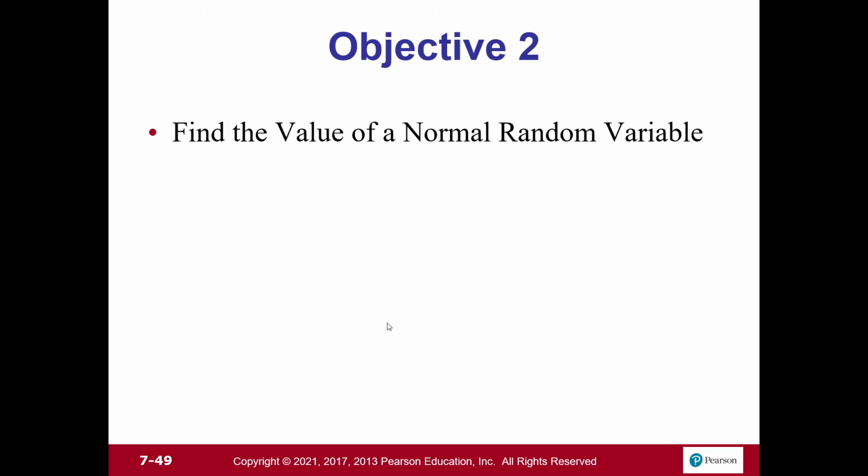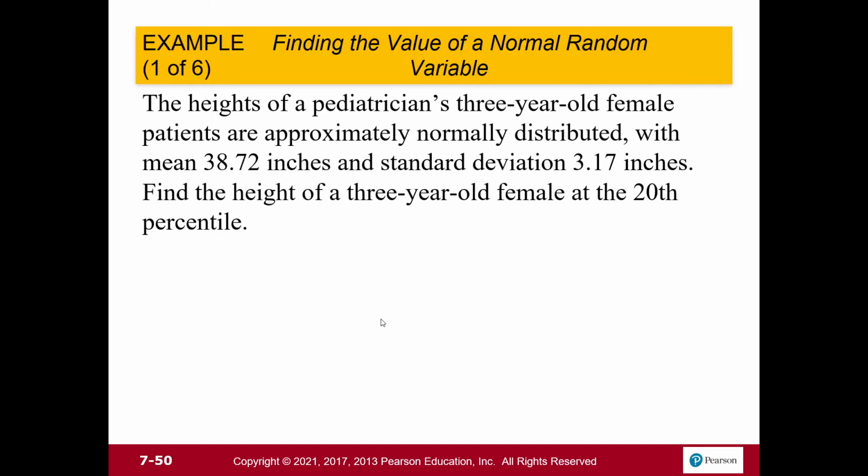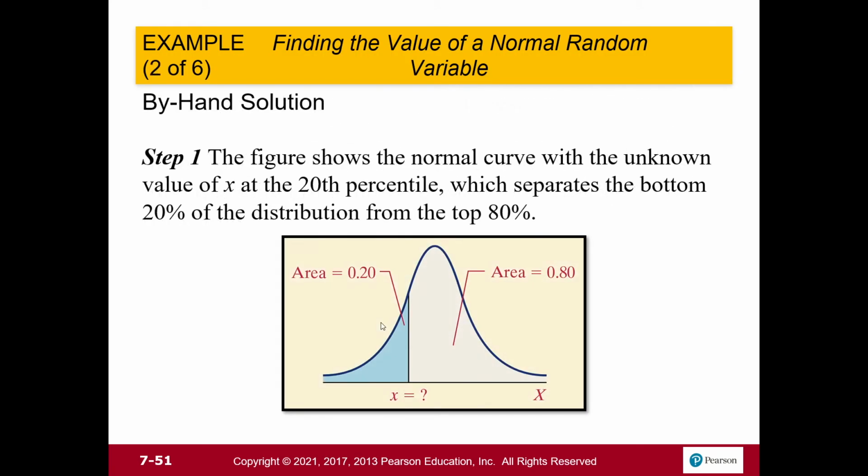Let's look at the second objective now. So you're going to find the value of a normal random variable. And this time, they basically give us the area, or the percentile, and we have to find the x that corresponds to it. So it's kind of like going in reverse. And in order to do this, we need to have the area to the left. And now the area to the left of 20% is the same as the upper 80%. So we have to understand that under the normal curve is a full 100. So x separates the lower 20 from the top 80.